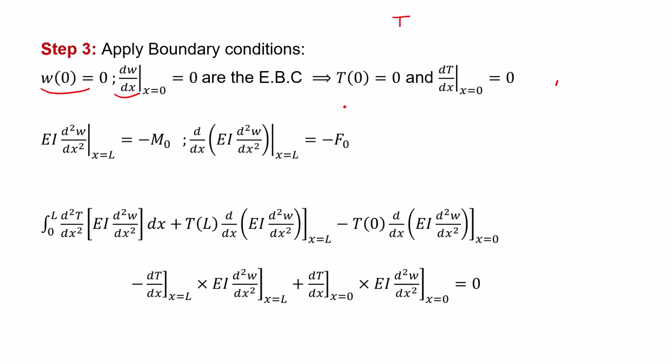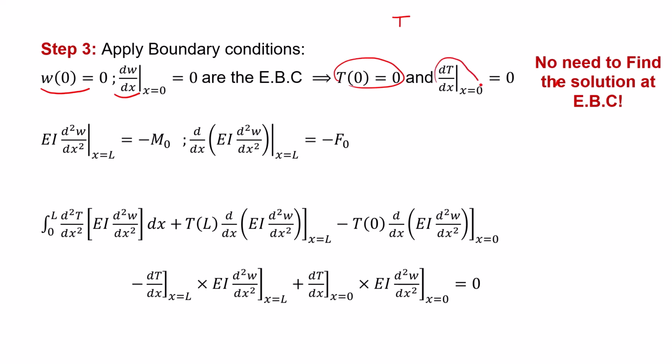Since we have these values at x equal to 0, I mean the essential boundary conditions at that point, we do not need any approximation. We are not going to use t for approximating w and dw over dx at x equal to 0. So that is why t(0) and dt over dx (0) should be equal to 0 at essential boundary conditions. Why? Because we do not need to approximate the essential boundary conditions.